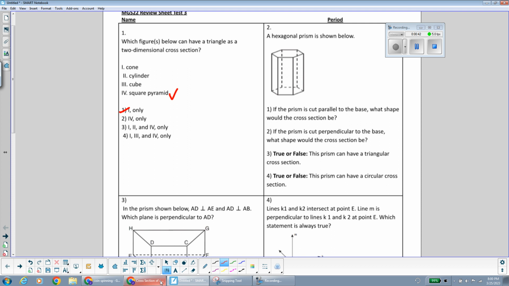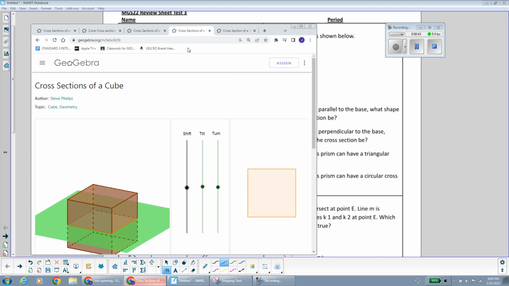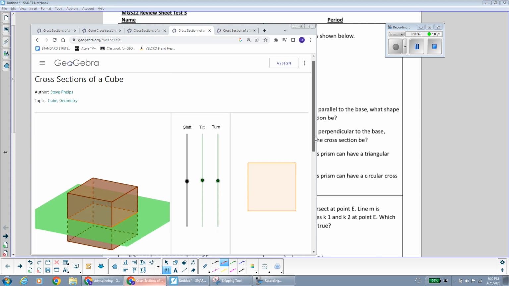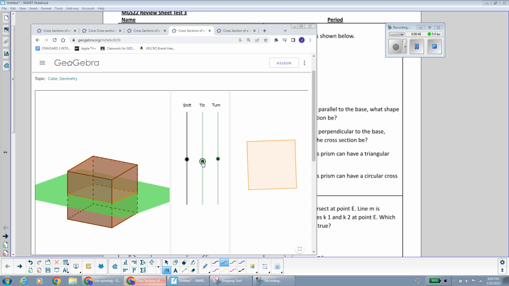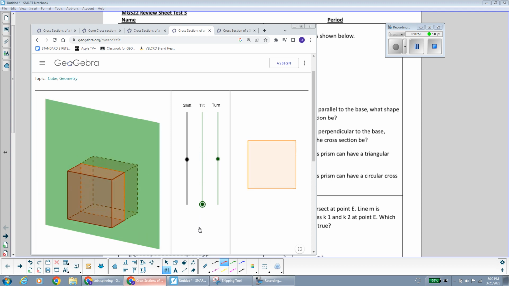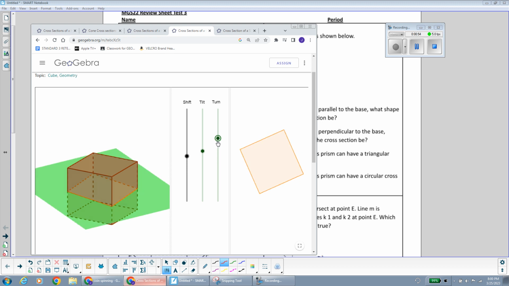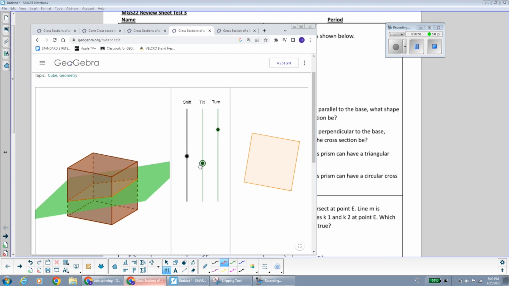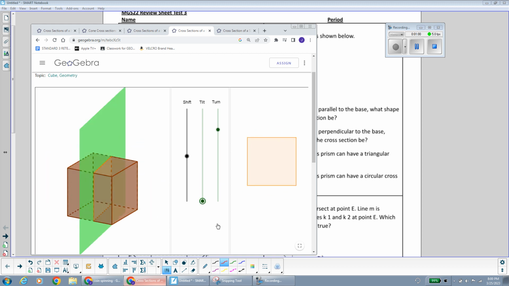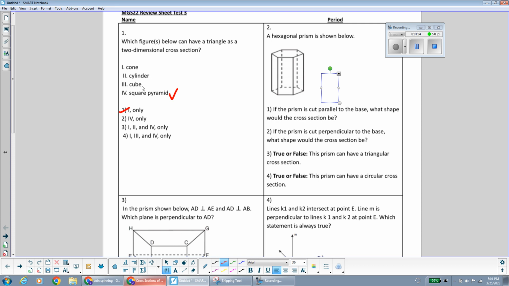Let's check out cube after that. Okay, so let's see if I can find a triangle cross section of a cube. It's not looking like I can find one. Let me turn it. Yeah, I'm not seeing a triangle. I'm seeing some weird things, but no triangles there. I'm going to put that one on hold, but I'm thinking that 3 is not going to work. So I'm thinking probably answer choice 4 can be eliminated. So now I'm between 2 and 3.